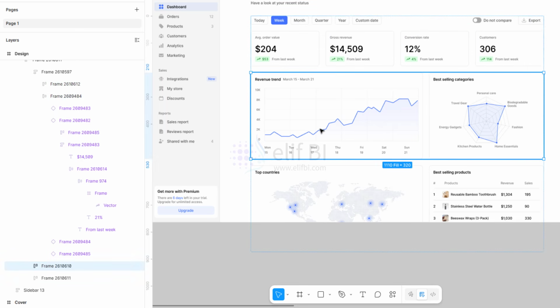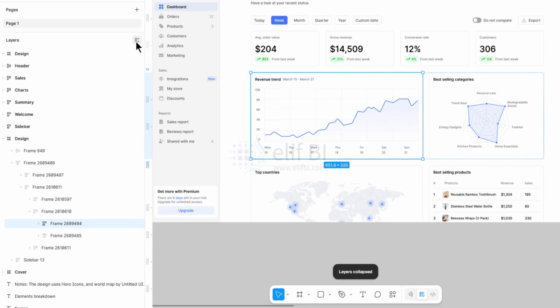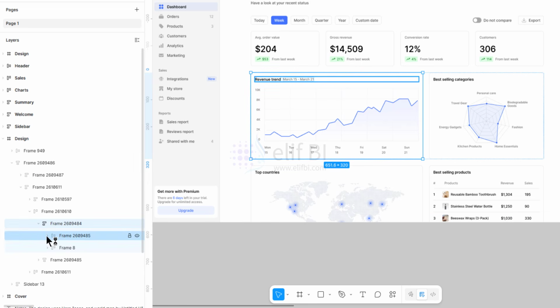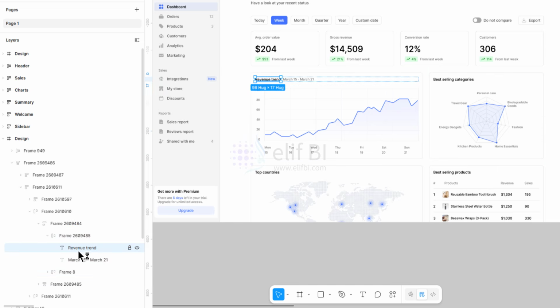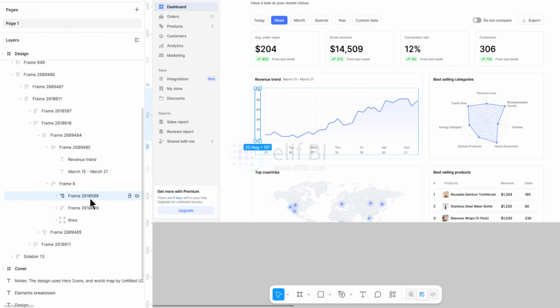Then in this particular trend chart, we can see that this is the frame, right? And let me just collapse it. And so this is the one, right? We keep on expanding it. We've got this revenue trend, so this is the text, and we've got this frame. Every component is designed separately and they are then grouped together.